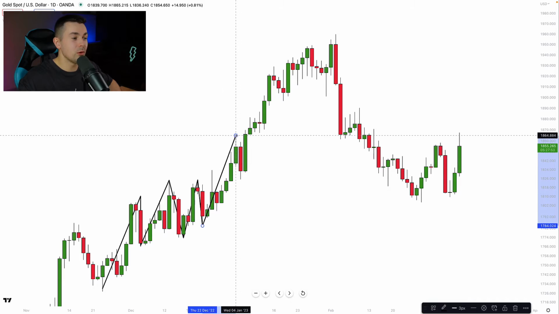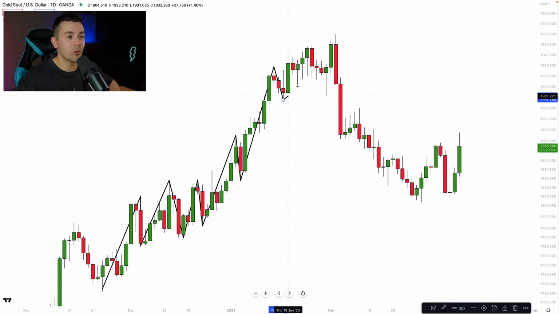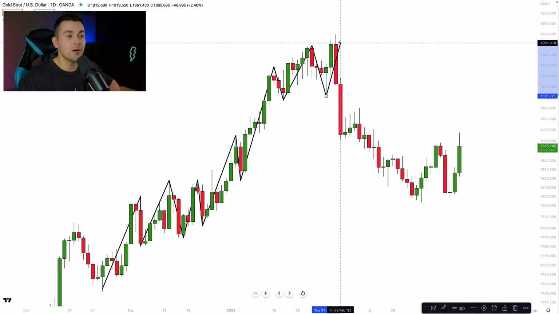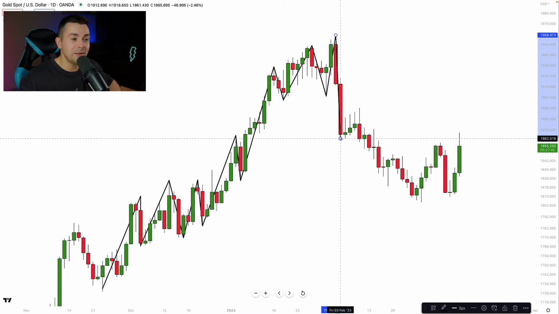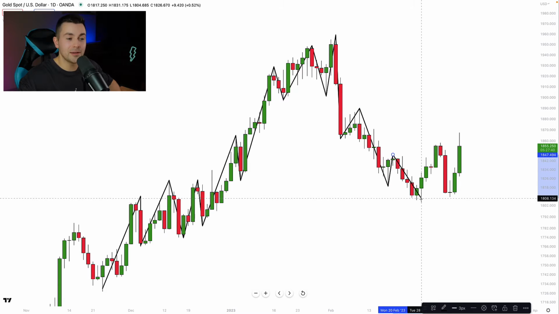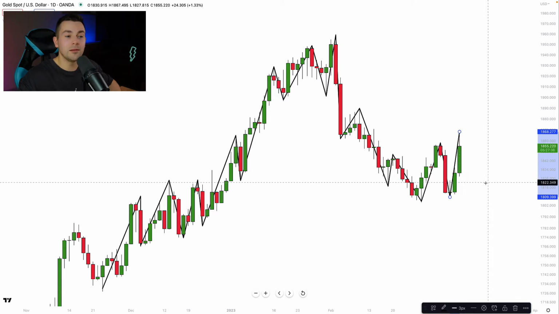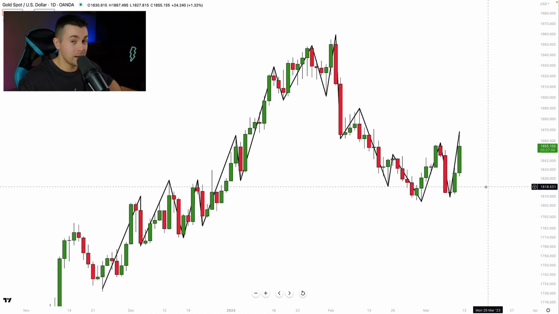So you can see what I am doing right here. I'm simply following the most important impulse legs and I underline them. And that is the only proven way to find key levels. So it is very important for you to properly underline the most important impulses.